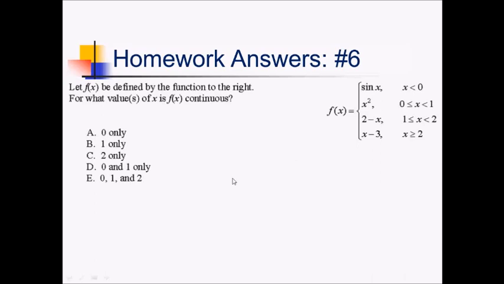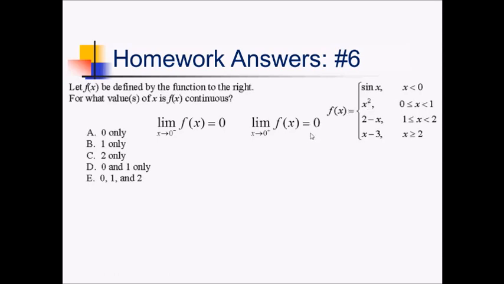All right, for that we're going to need left and right side limits and function values at each of these. So let's start with 0. Left side limit at 0, that's going to be sine of 0, which is 0. Right side limit there, we're going to be using this second function where we have x greater than 0. So that's going to be 0 squared, which is also 0.